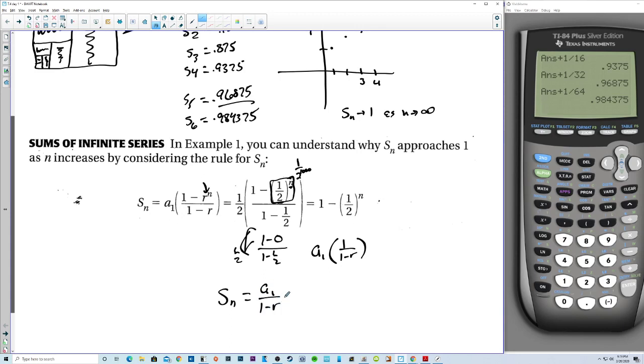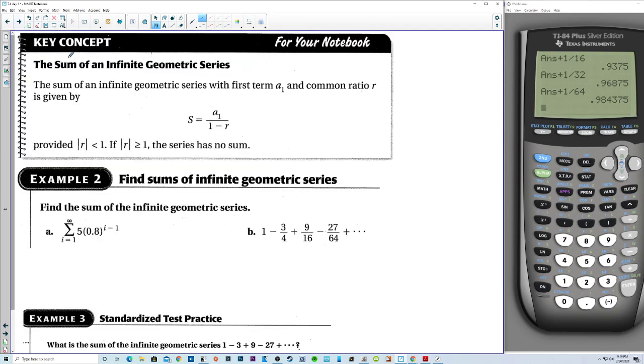It's an amazingly small formula to find the sum of an infinite geometric series. It's such a simple, beautiful little equation. A sub 1 over 1 minus r. The sum of an infinite geometric series with first term a sub 1 and common ratio r is given by, and here it is, a sub 1 over 1 minus r, but provided that the absolute value of r has to be less than 1.